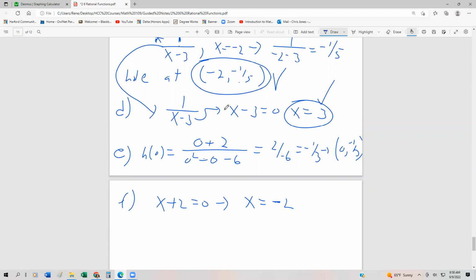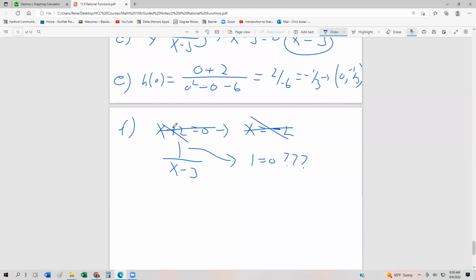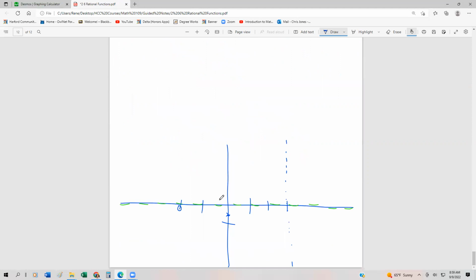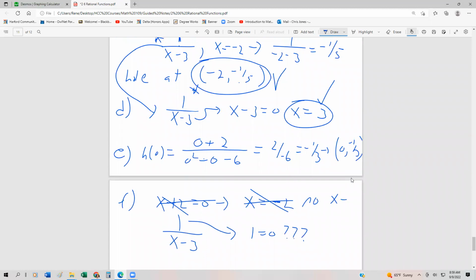And that's not going to work for us because remember, that was a hole. That's because with the simplified expression, we're really looking at 1 over x minus 3. So what we would really do is just set 1 equal to 0, and that doesn't make any sense. So what we're saying is that there are not going to be any x-intercepts, which actually makes a lot of sense because we said that the x-axis was an asymptote. So there should be no x-intercepts. And again, that should be the case most of the time when we have a horizontal asymptote at y equals 0.